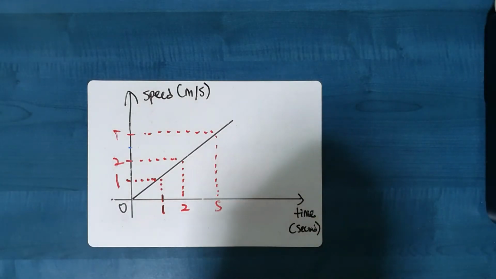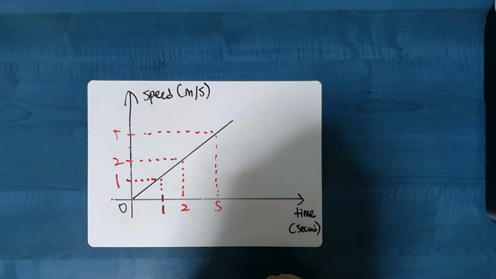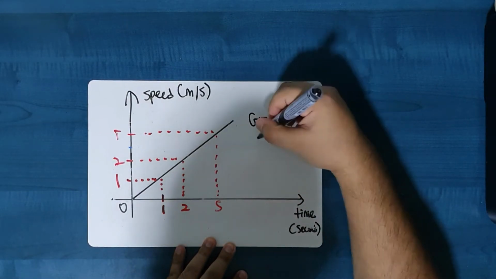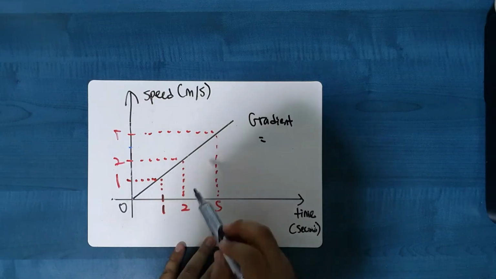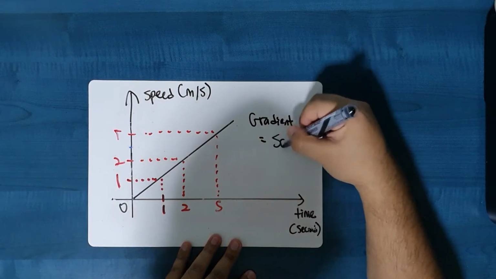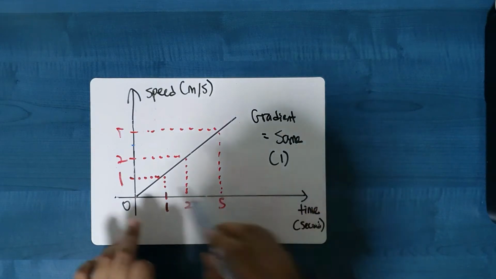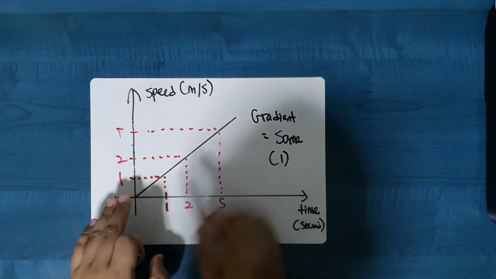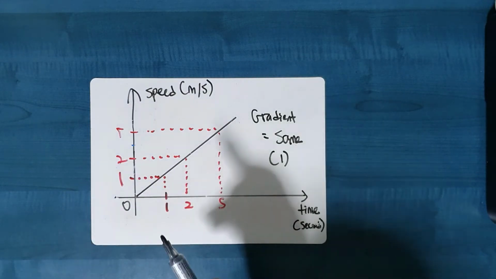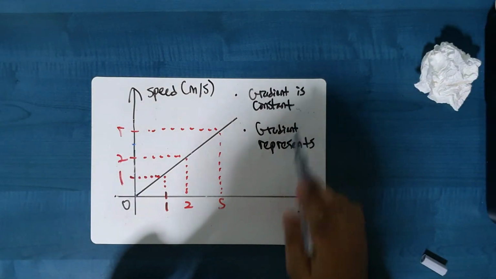But there's more to this actually. Now, if you were to calculate the gradient of this line, do you remember how to calculate gradient? It's y2 minus y1 over x2 minus x1. So, if you choose any 2 points on this line and calculate, the gradient will always be the same. In this case, the gradient is 1. No matter what, whenever you have a straight line and you use any 2 points on it to calculate gradient, the gradient is always the same. When we say gradient is the same, we say gradient is constant.